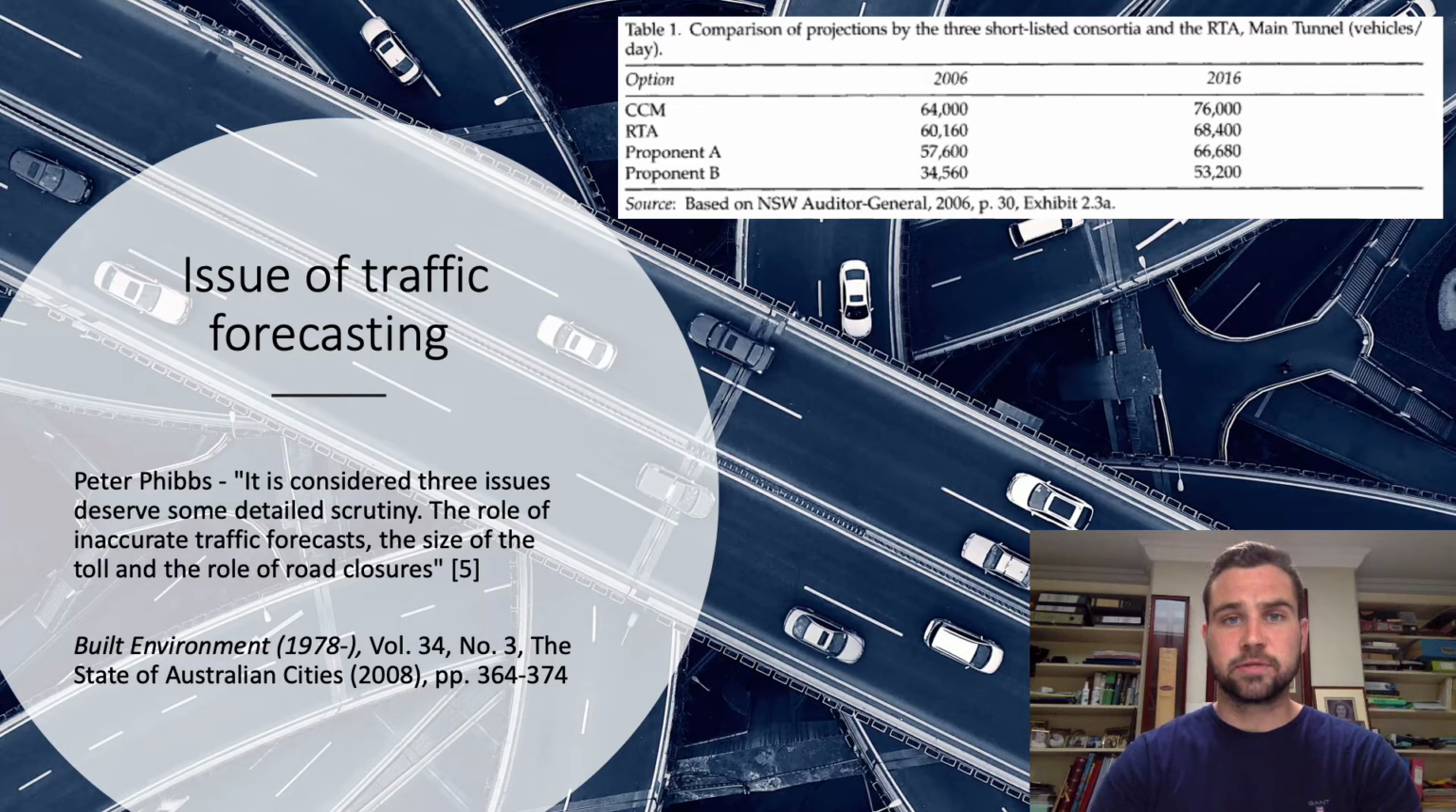Peter Phibbs notes in his journal article in The Built Environment that the Cross City Tunnel failed under 3 reasons, one being incorrect traffic forecasting. This ultimately led to the consortium, the Cross City Motorway Group, going into receivership. Therefore, it could be assumed that the project did not incorporate the correct use of the PMBOK tools and stunted the success of the tunnel from the outset.